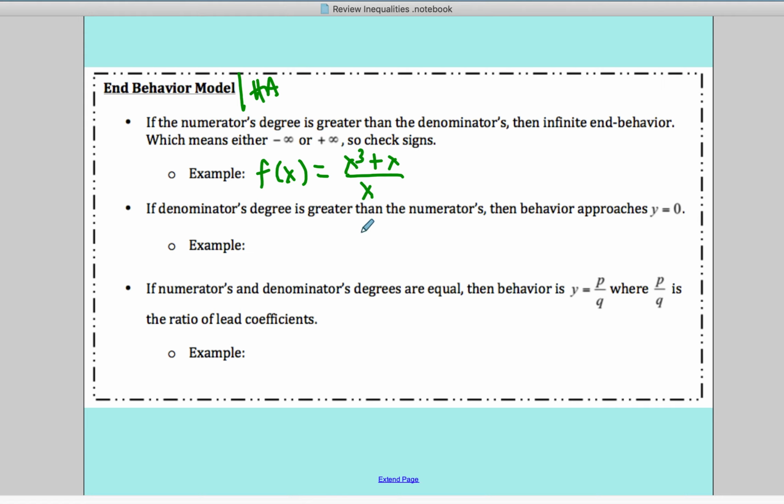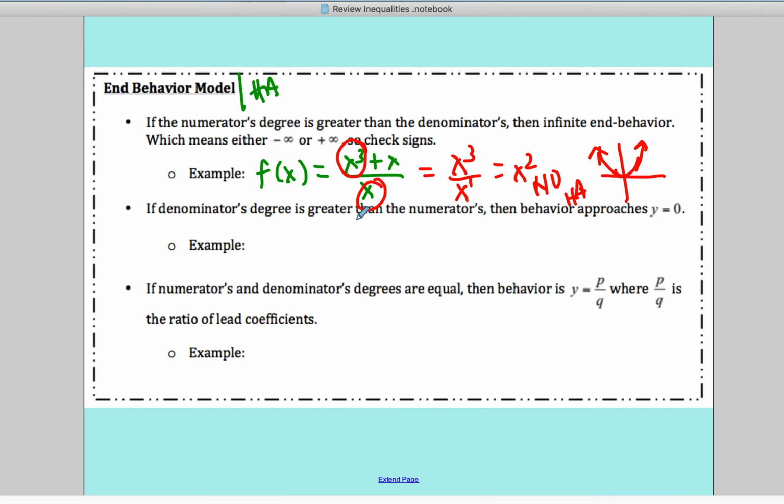To find the end behavior, you take your biggest degree of each one, and we would simplify. So I have x to the third over x. Remember, when I have exponents, it becomes x squared. So my end behavior behaves like an x squared function. What this tells me is that there is no horizontal asymptote. So if it ever simplifies to another polynomial, that means there's no horizontal asymptote.